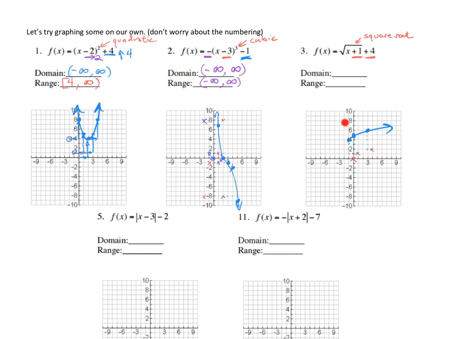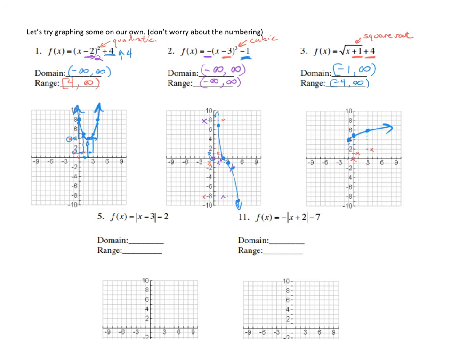The domain for a square root function, you may notice, is as far left as we can start, the x value, which in this case is negative 1. And it goes forever to the right, so it's going to be negative 1 to infinity. The range is the lowest y value, so you'll notice, remember if you use the horizontal line here, that the lowest y value is 4, and then it goes forever up after that to infinity. So this is 4 to infinity.